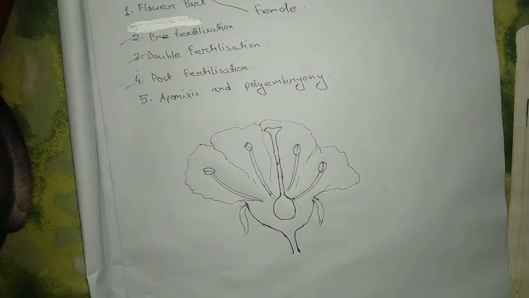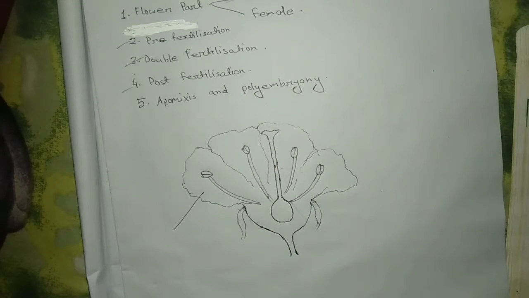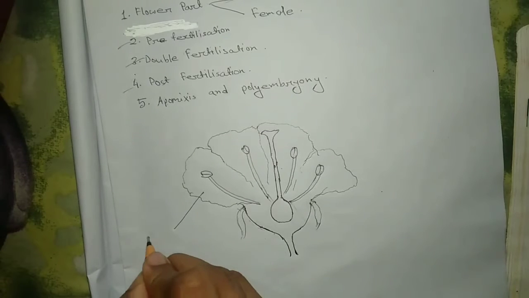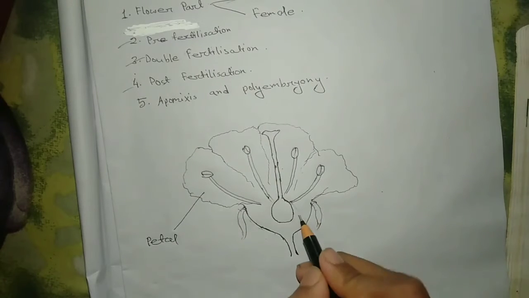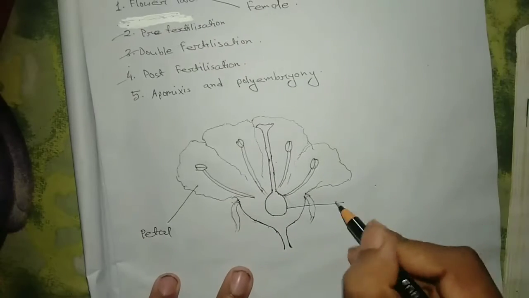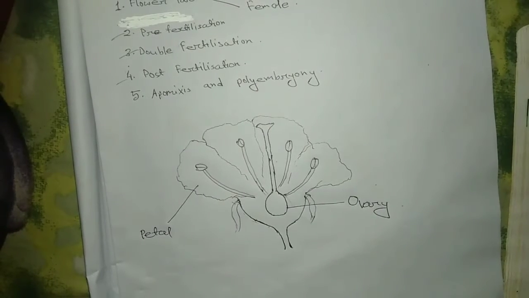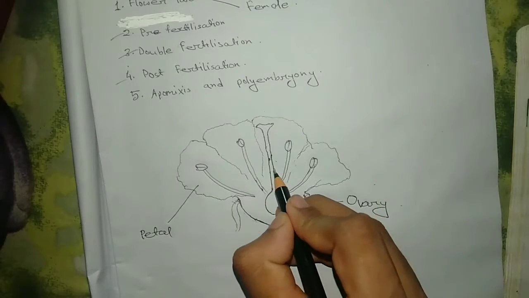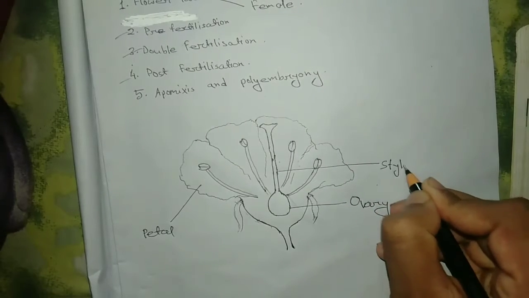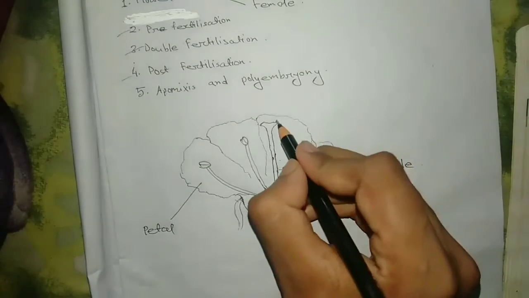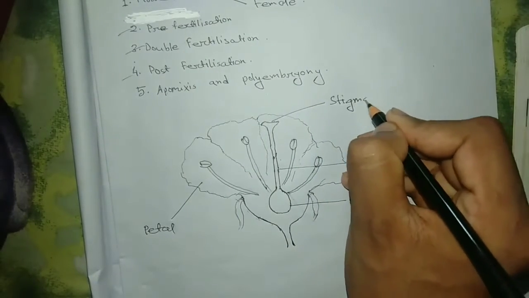So first of all, this part is the petal. The second is the ovary. Third is the style. Fourth is the stigma.